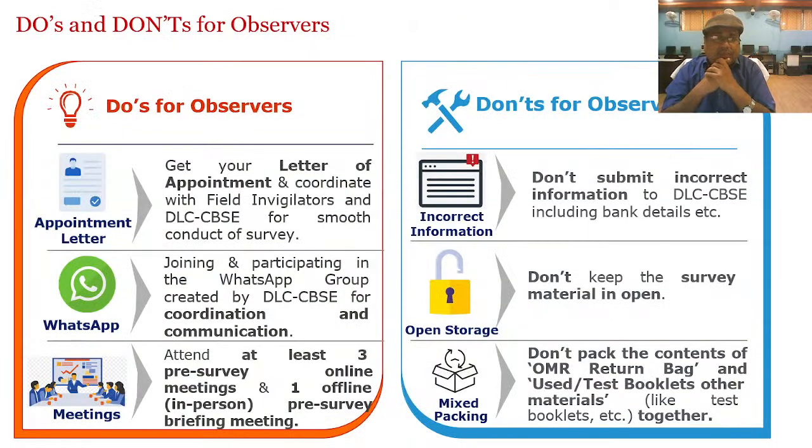Next. Do's for the observer: get your letter of appointment and coordinate with the field investigator and D.L.C CBSE for smooth conduct of the survey, joining and participating in the WhatsApp group created by D.L.C CBSE for coordination and communication. Attend at least 3 pre-survey online meetings and 1 offline pre-survey meeting. So the next meeting will be held on 28th at roughly 3 p.m. and after that, before 27th, we will be conducting the third meeting.